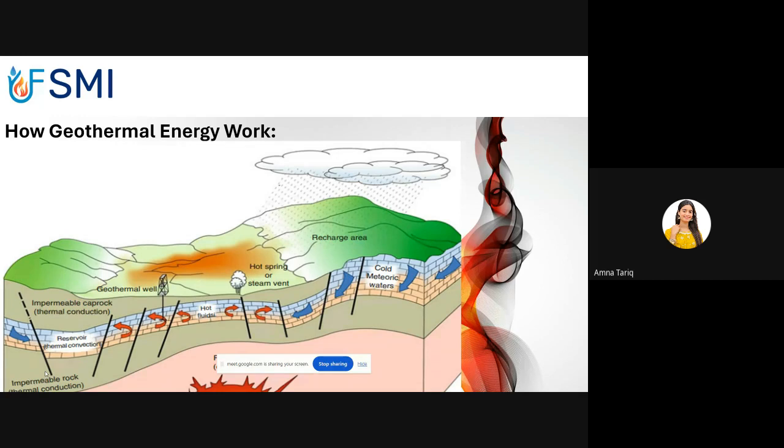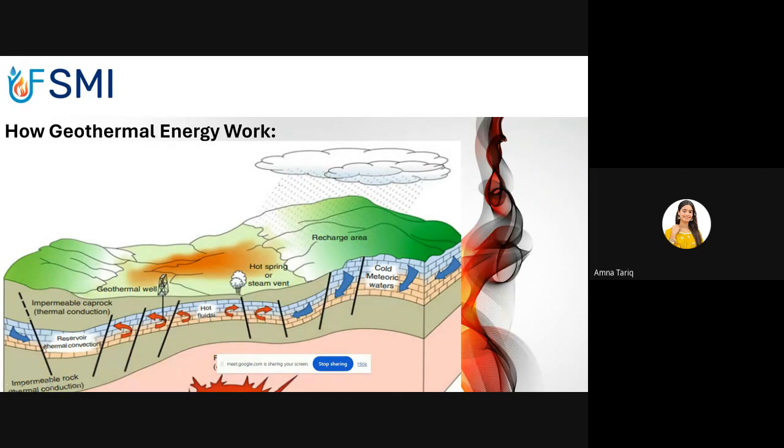Thermal conduction is a transfer of heat by direct contact. In the diagram, the geothermal well and the hot spring or steam vent are losing heat to the surrounding rock and soil by thermal conduction. Conduction means the molecules vibrate, not move from one place to another place.